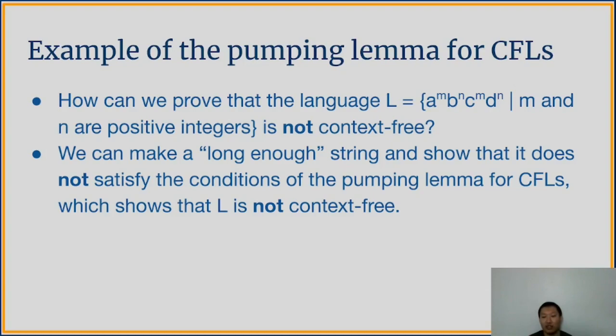And the way we do this is the exact same as the way we prove that a to the n, b to the n is not regular. We just use the pumping lemma and do some sort of proof by contradiction to show that this language cannot possibly be context-free. Okay, so I'm not going to go through all the details of the proof. It's pretty messy, there are a lot of cases you have to consider, but it's exactly the same idea as the proof that a to the n, b to the n is not regular.